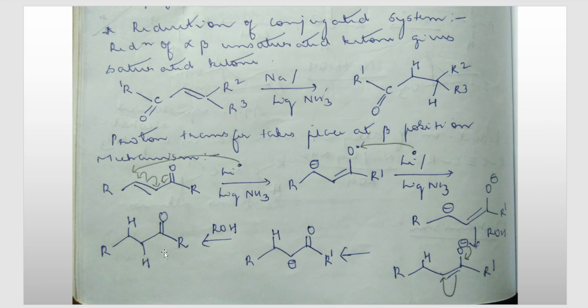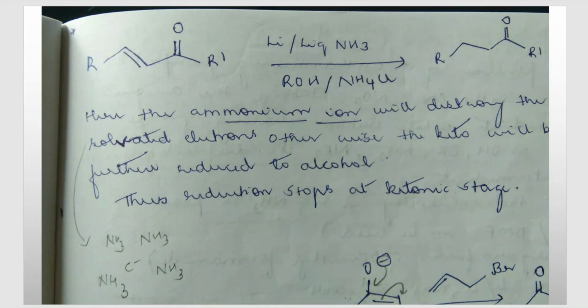So the ketone that is obtained can undergo further reduction to alcohol, but because we are doing this reaction in the presence of ammonia, the ammonium ions will surround the solvated electron that is present in the reaction medium. They will surround it and destroy it to prevent further reduction to alcohol. That is the reason why it does not undergo further reduction to alcohol. Thus the reduction stops at the ketonic stage.